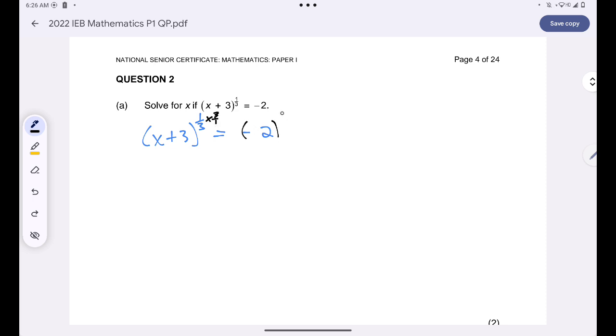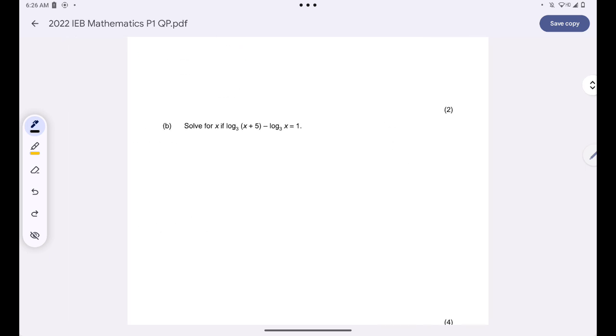Do the same thing here. Multiply by the inverse of the exponent on both sides. I'm doing that so that the exponents will cancel one another, and I'll end up having x plus 3 is equal to negative 8. Therefore, x is simply equal to negative 11.